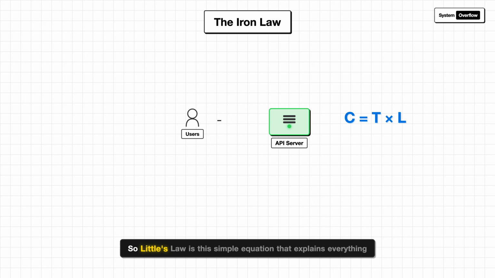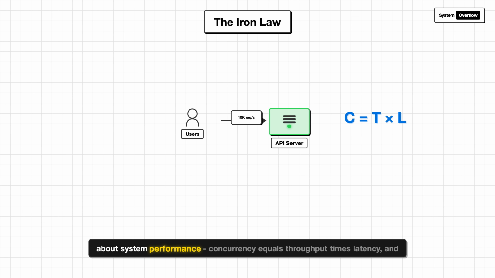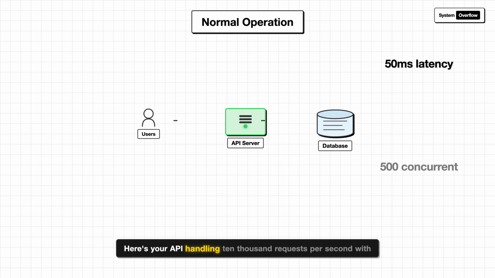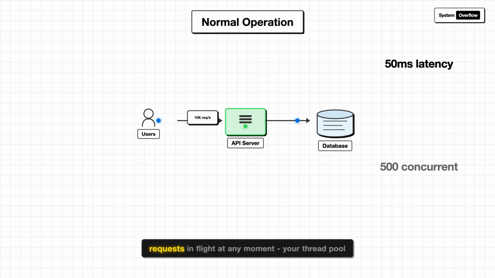So Little's law is this simple equation that explains everything about system performance. Concurrency equals throughput times latency. And when you understand this, you'll see why systems collapse under load. Here's your API handling 10,000 requests per second with 50 millisecond latency, which means you've got 500 concurrent requests in flight at any moment. Your thread pool and connection pool need to handle all 500 simultaneously.